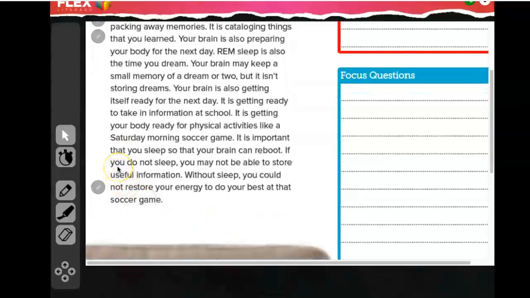If you do not sleep, you may not be able to store useful information. Without sleep, you could not restore your body. Without sleep, you could not restore your energy to do your best at that soccer game.